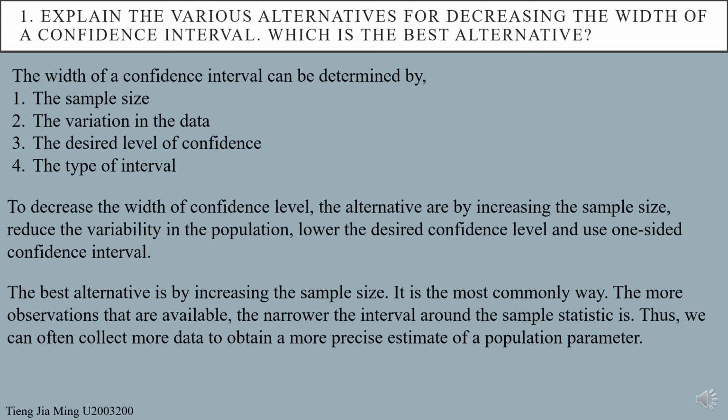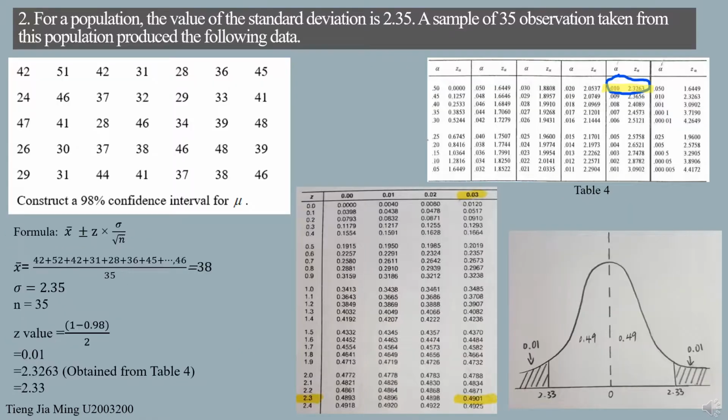The best alternative is to increase the sample size. The more observations that are available, the narrower the interval around the sample statistic is. Thus, we can often collect more data to obtain a more precise estimate of a population parameter.